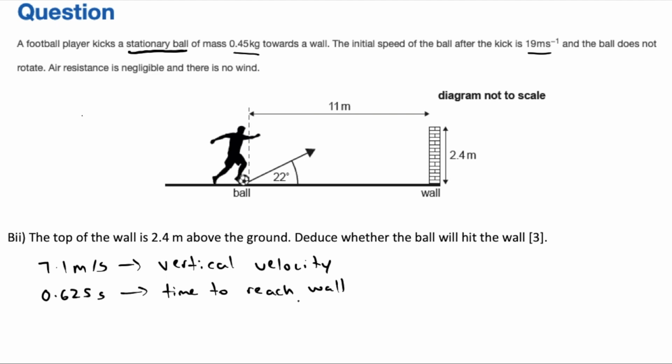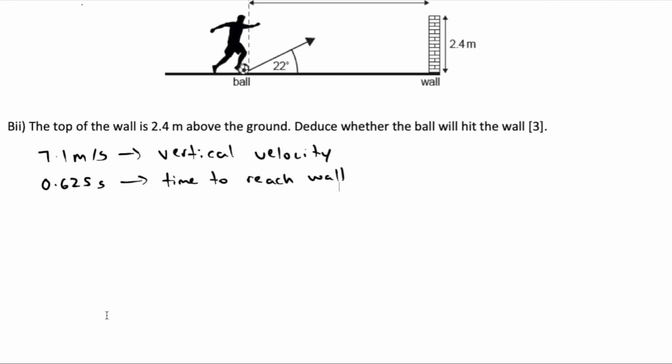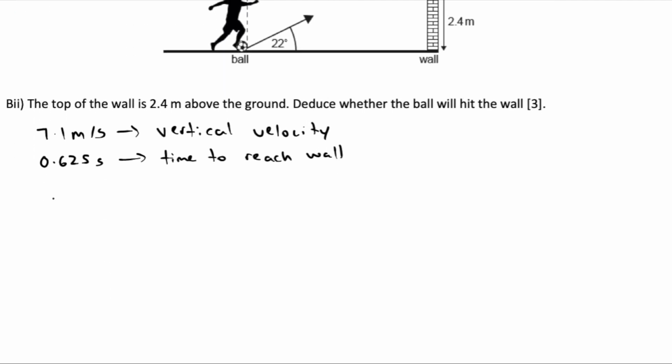We can use our displacement equation, because we have a velocity, which is our initial vertical velocity. We have a time, and that's really all that we need. So why not use this and see where the position of the ball will be at a time of 0.625 seconds when given a vertical velocity of 7.1 meters per second.